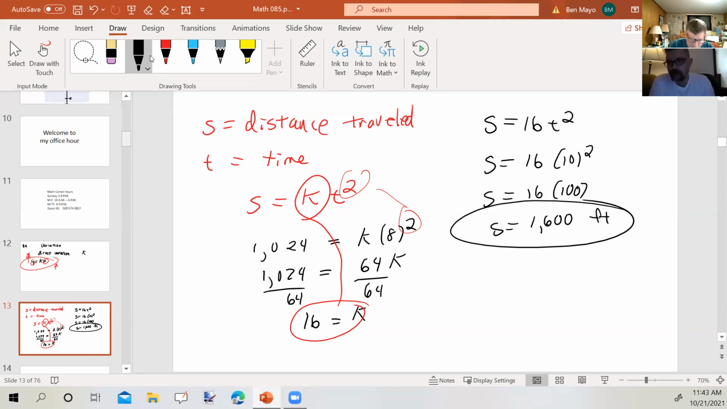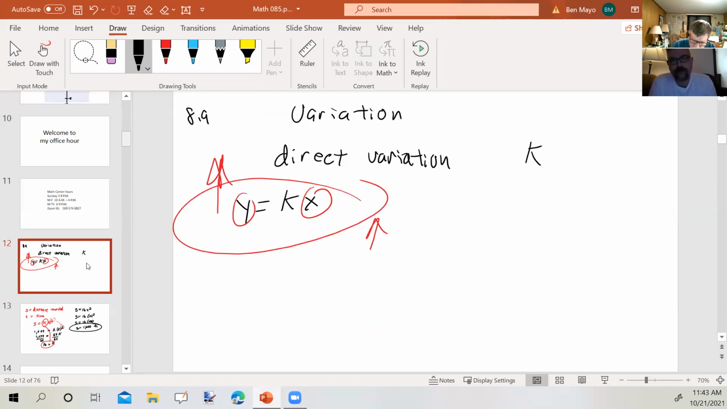All right, so again, direct variation in general, y equals kx or y equals kx squared, or, in other words, the variable on the right can be cubed or squared or whatever. As one goes up, the other goes up. As one goes down, the other goes down. Okay.